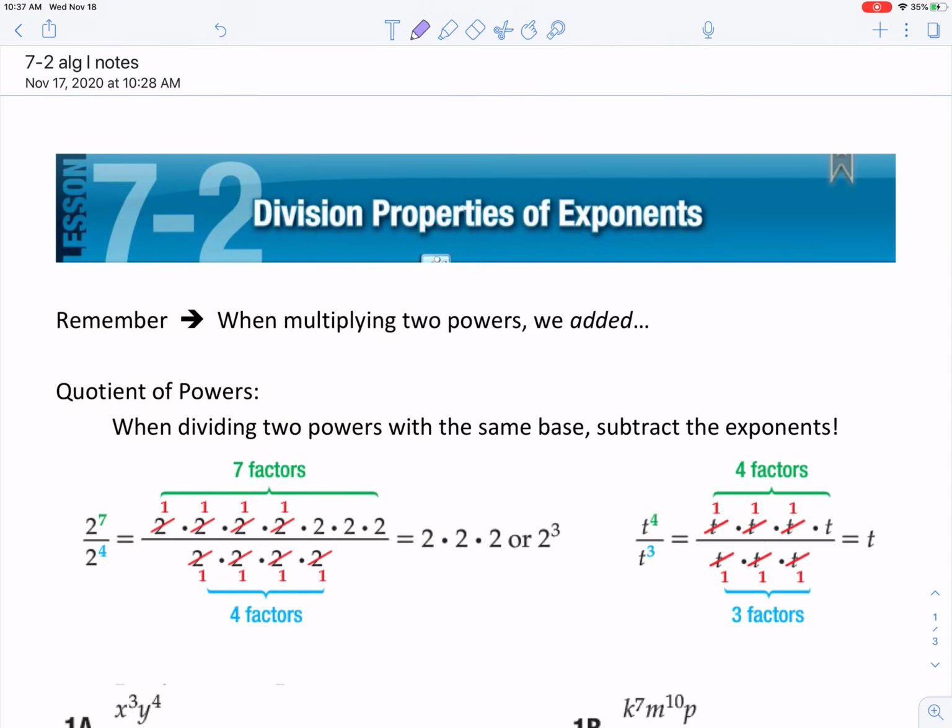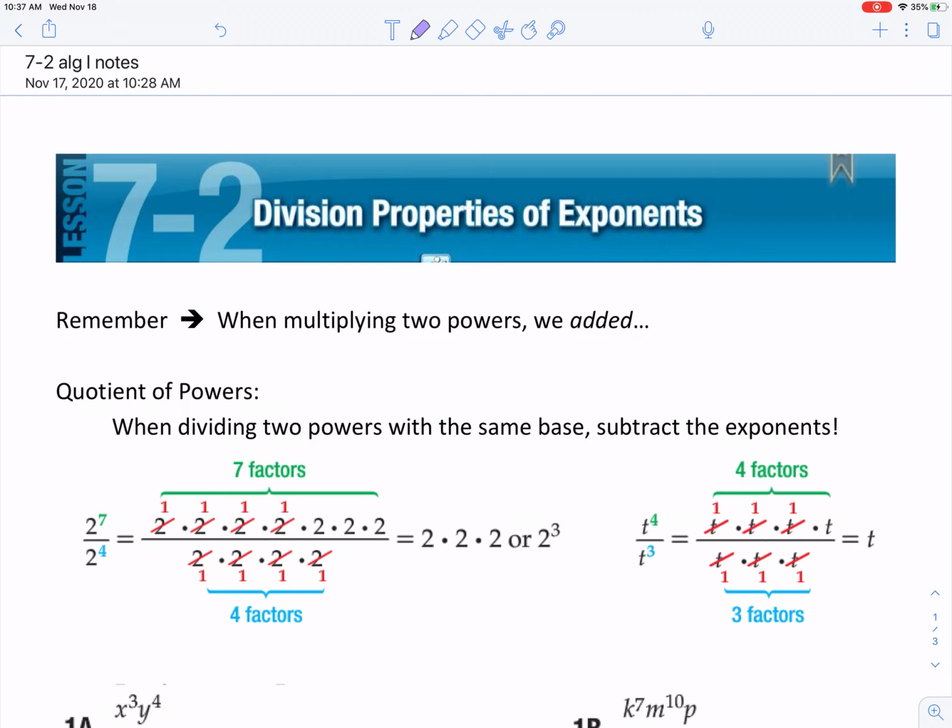Okay, so next up we're going to see the division property with exponents. Basically, if you think about yesterday, when you were multiplying things, you ended up adding the exponents. So today you can kind of assume if we're dividing, we will subtract. But let's see how it actually works mathematically.